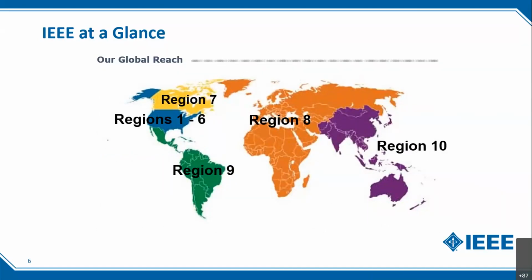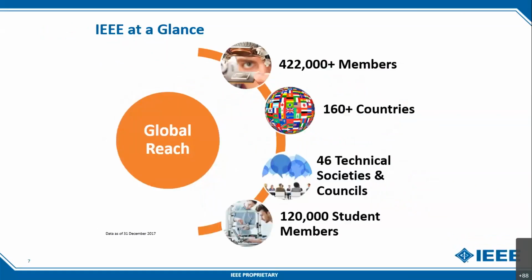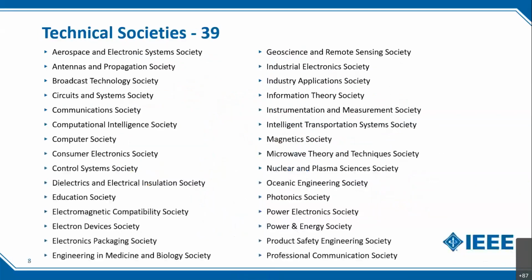So we from Malaysia are under Region 10: Malaysia, China, India, Pakistan, Australia, all these regions. Asia Pacific is under Region 10. As I already mentioned about the members, we have about 120,000 student members, who are also members of some technical societies and councils. As I mentioned, there are 39 technical societies. Some of their names you can see over here.